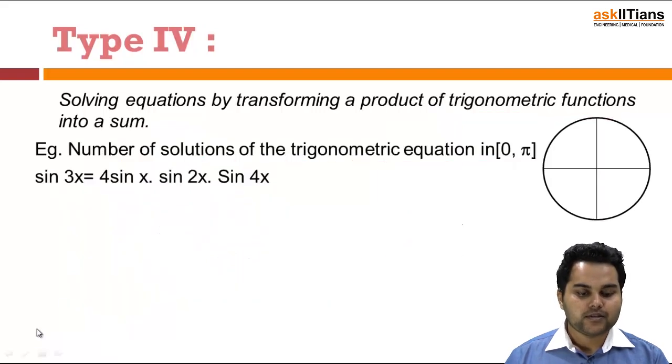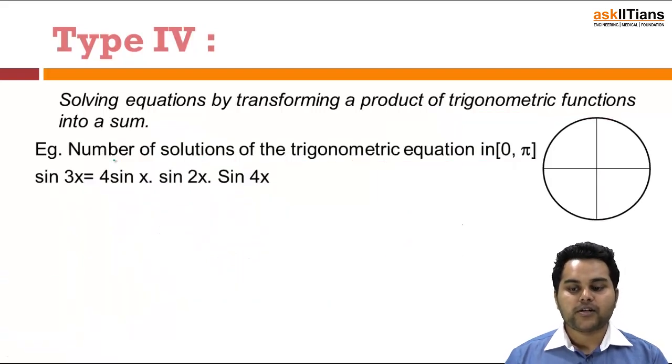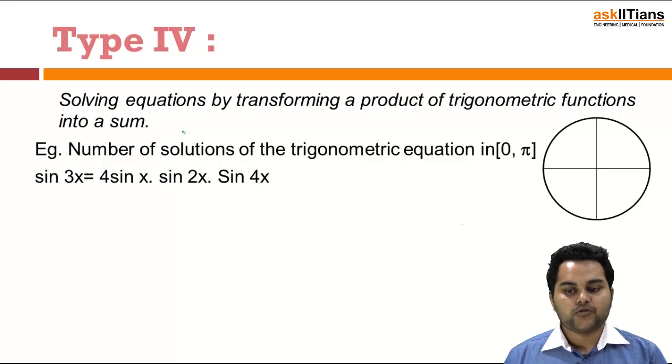The next type is solving equations by transforming a product of trigonometric functions into a sum. Now that's the reverse of type 3, if we see. Earlier it was transforming a sum into a product form, that is sin c plus sin d was converted into 2 sin of (c plus d) by 2 and cos of (c minus d) by 2. So two sines in addition were converted into multiplication of two trigonometric ratios. Whereas here, I have in multiplication 2 or 3 trigonometric ratios and I will be converting them into sum form.